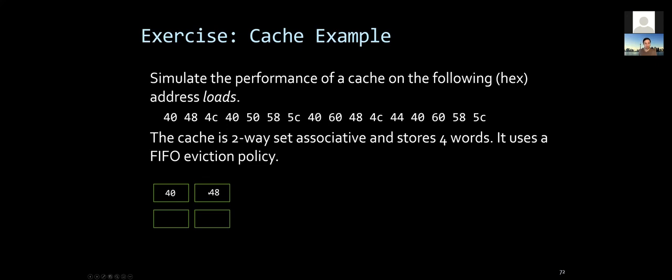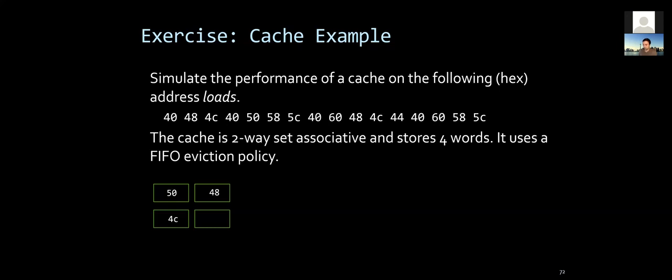When 48 comes, it's going to map in here, right? Because 40 goes here, 44 goes here, 48 goes here, 4C goes here. So 48 is going to take the next free block. Then 4C comes, it's going to come here. And when 40 comes, it's going to be a hit. And then 50 comes, it has to take the place of one of those blocks. And essentially, because 40 came early, first in, first out, so 50 is going to take the space of 40.